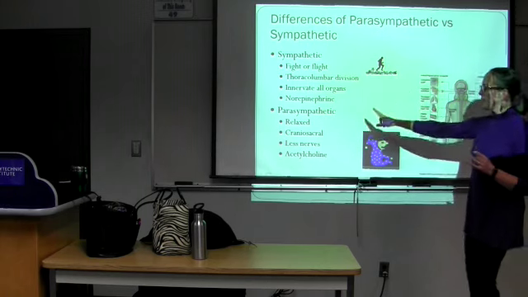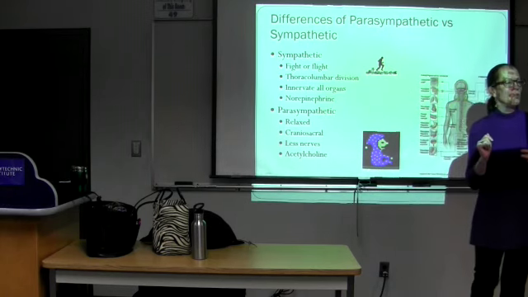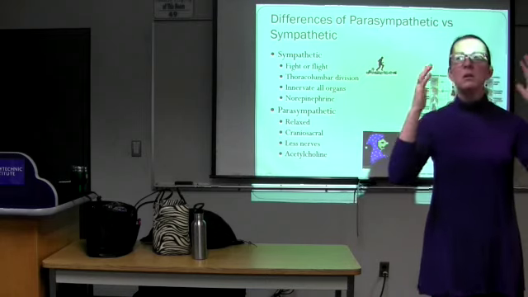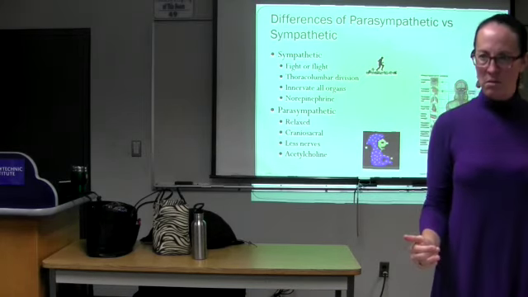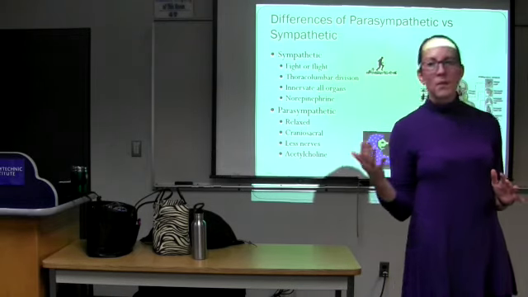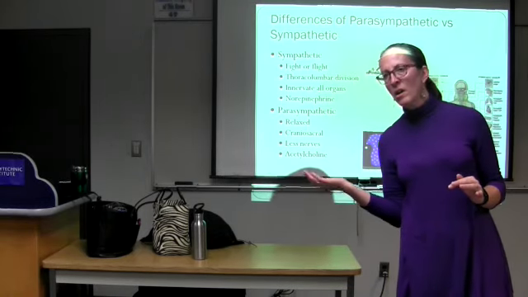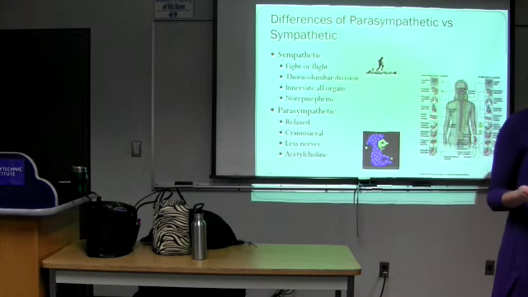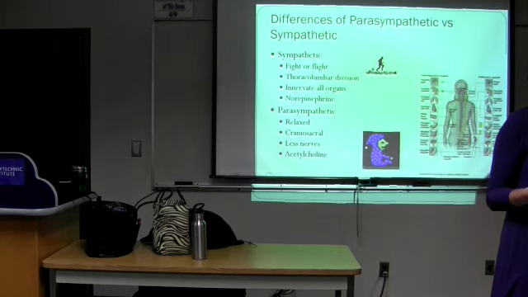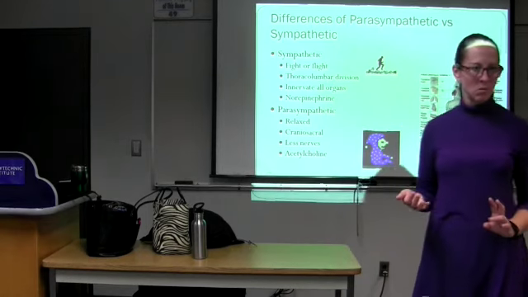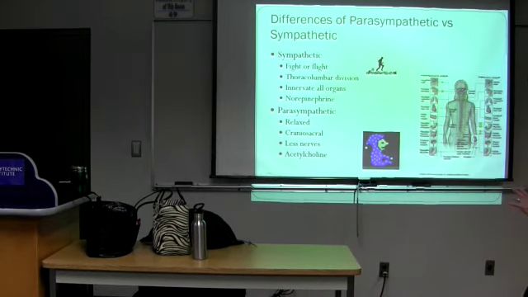Parasympathetic, which is our relaxed state, is craniosacral. So that comes from cranial nerves and sacral nerves. We'll go over the specifics in the next lecture. So sympathetic comes out of the thoracolumbar regions. Parasympathetic comes from cranial nerves and sacral nerves. Does that make sense? Okay, we'll get into the specifics of where in a little bit.